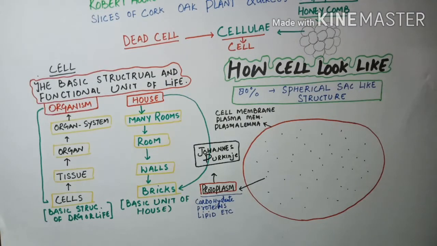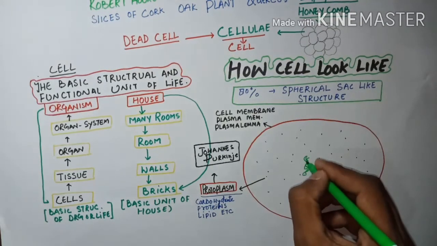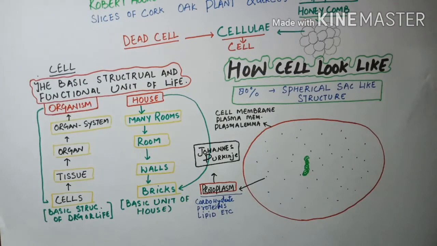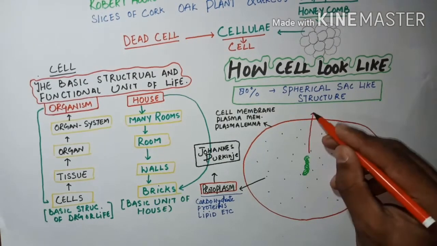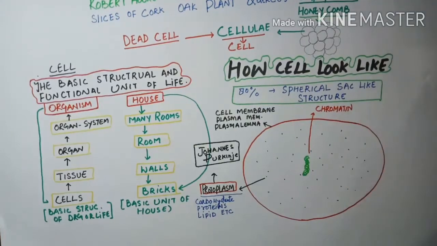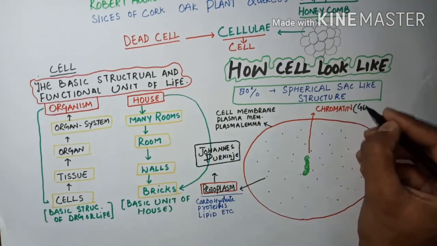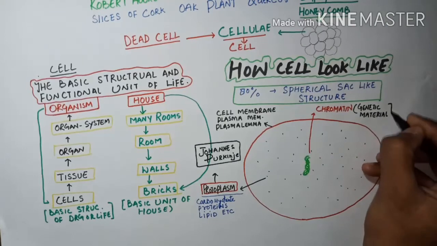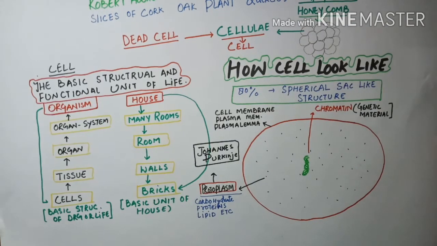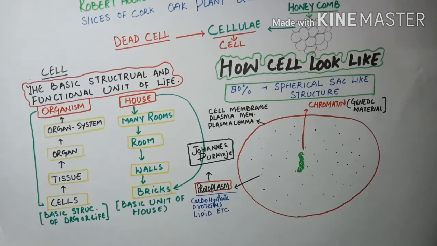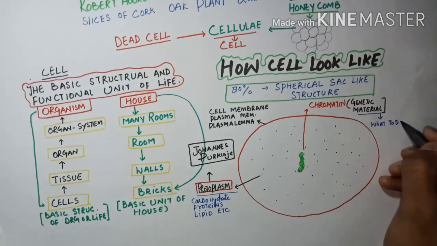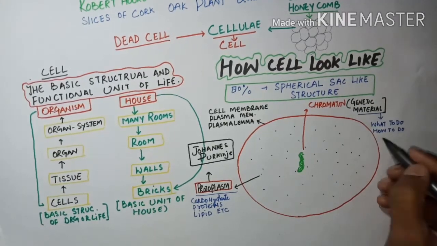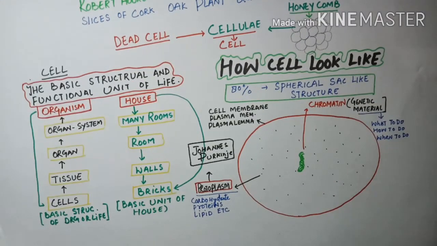Inside the protoplasm, there are thread-like structures. These thread-like structures are known as chromatin or genetic material. And this chromatin or genetic material controls the cell. It instructs the cell what to do, how to do, and when to do.